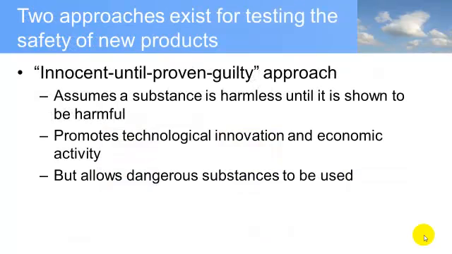There are two ways in which we can approach new products being brought onto the market. The first approach is innocent until proven guilty, where we assume the substance is harmless until it is shown to be harmful. The advantage of innocent until proven guilty is it does promote more economic activity, more technological advancement, and helps the economy grow and brings more of these products to market so they can be useful and beneficial to us. The downside, however, is that it can allow dangerous substances to be used.